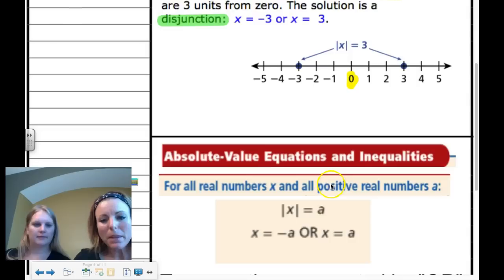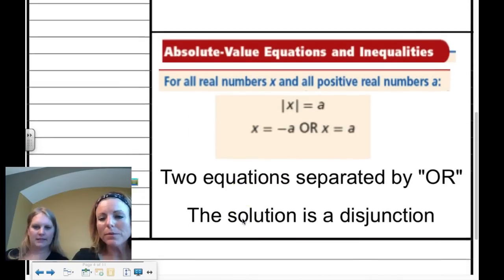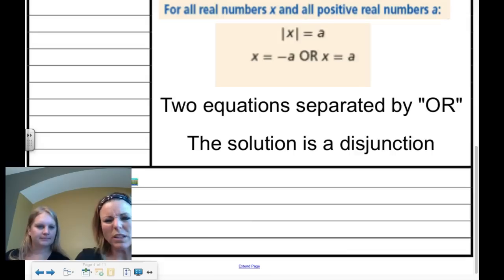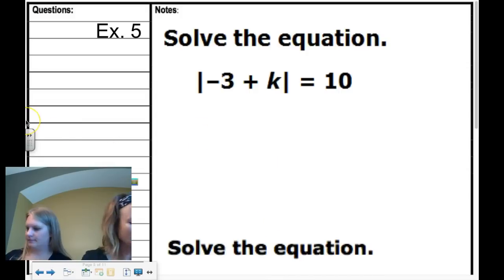Same distance. Yep. Got it. So, oh, look, we have a little bit more. I think we kind of talked about this. Let's just notice it's a disjunction because it's using or. So let's go on to this. Here's our example. Example 5, everyone should be on right now.